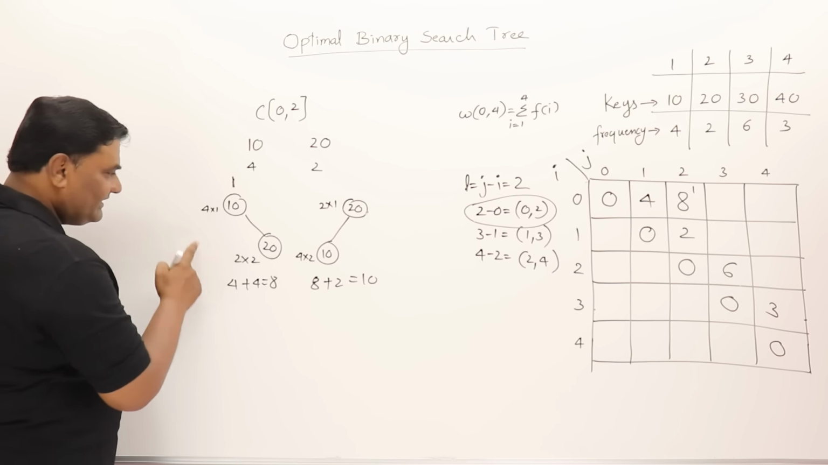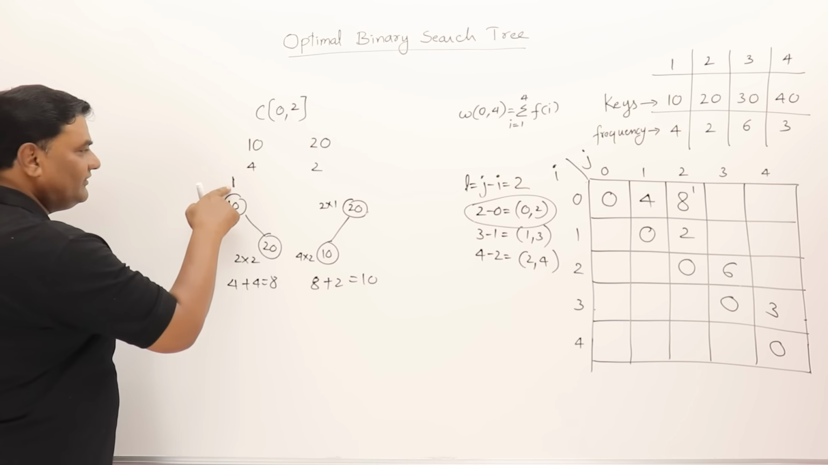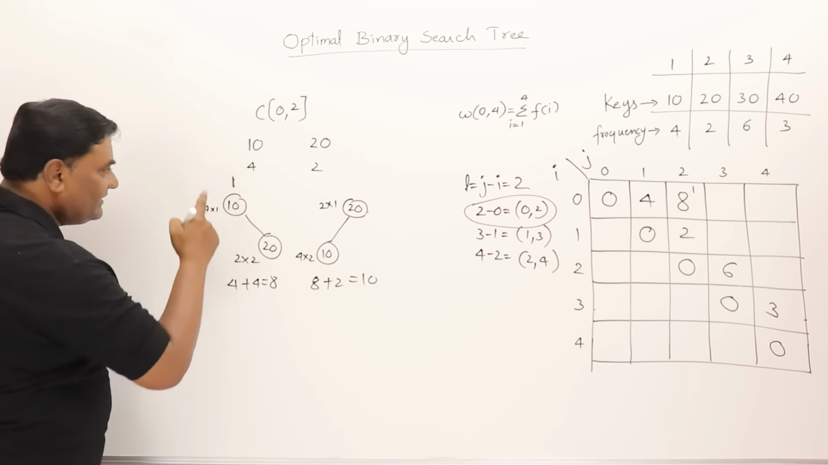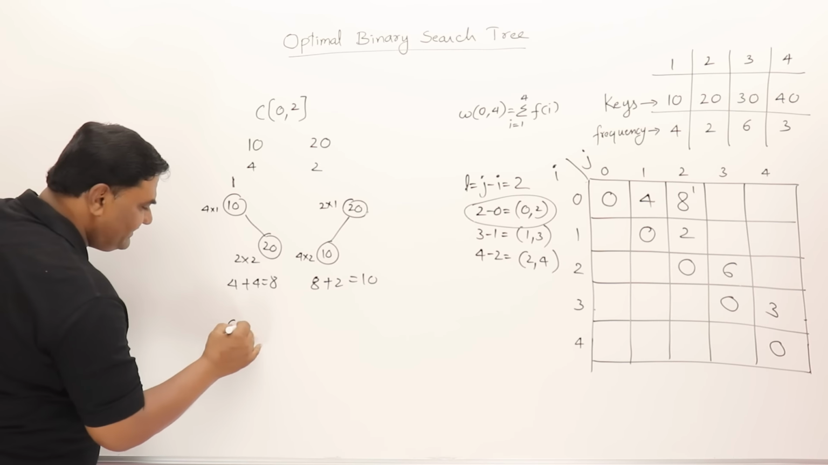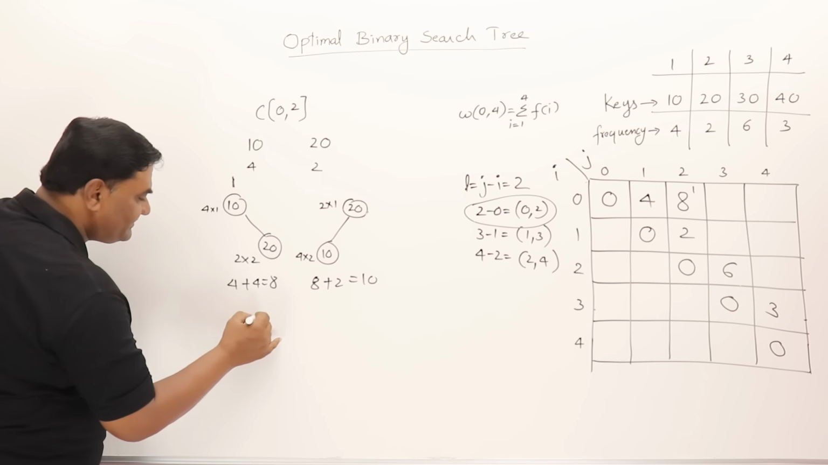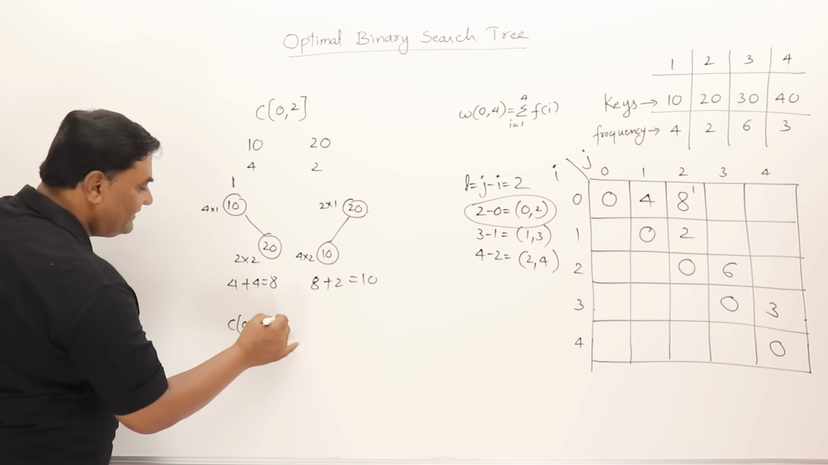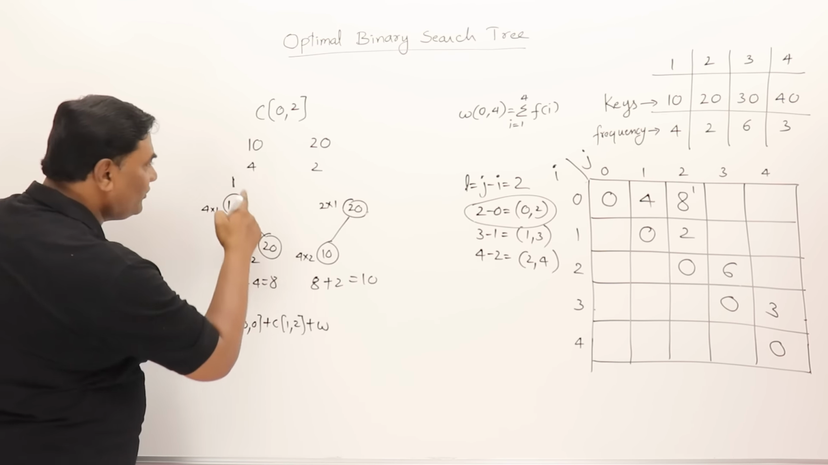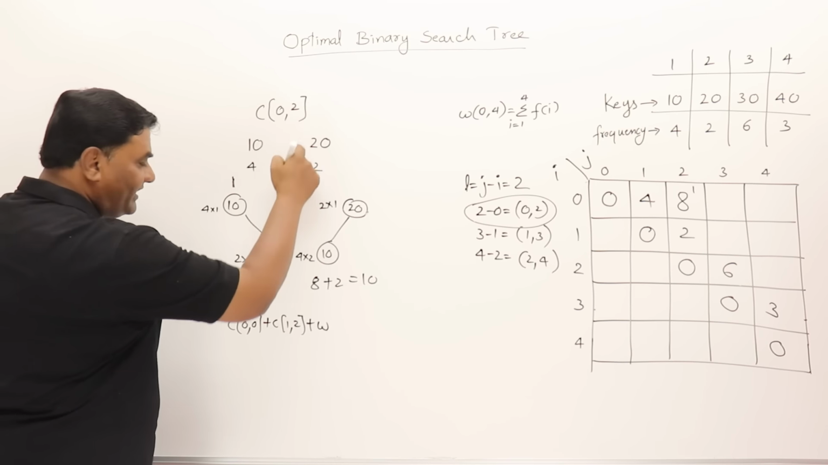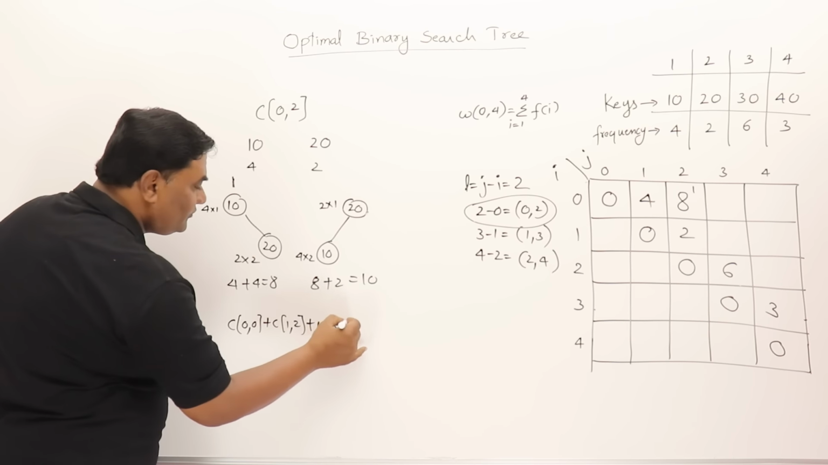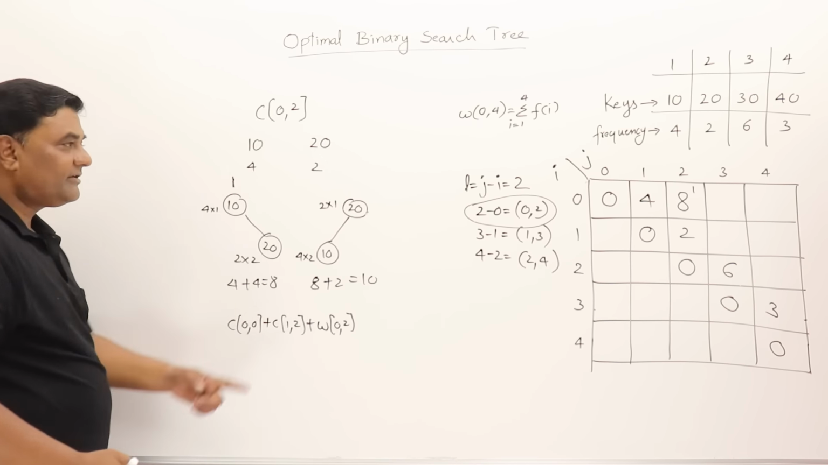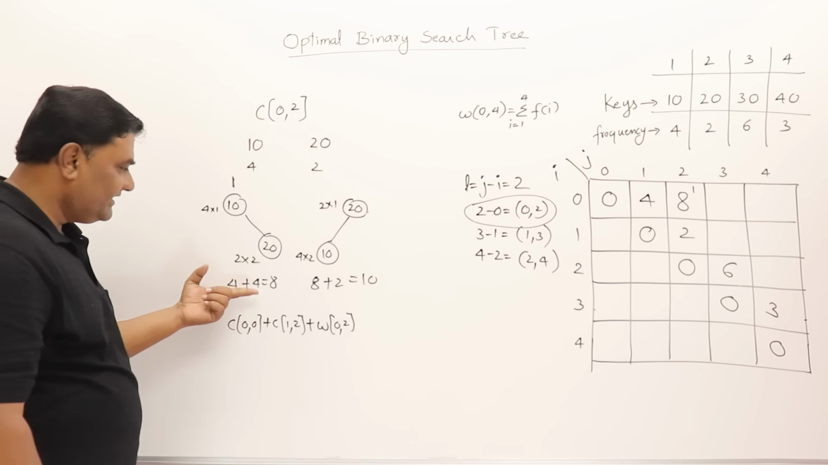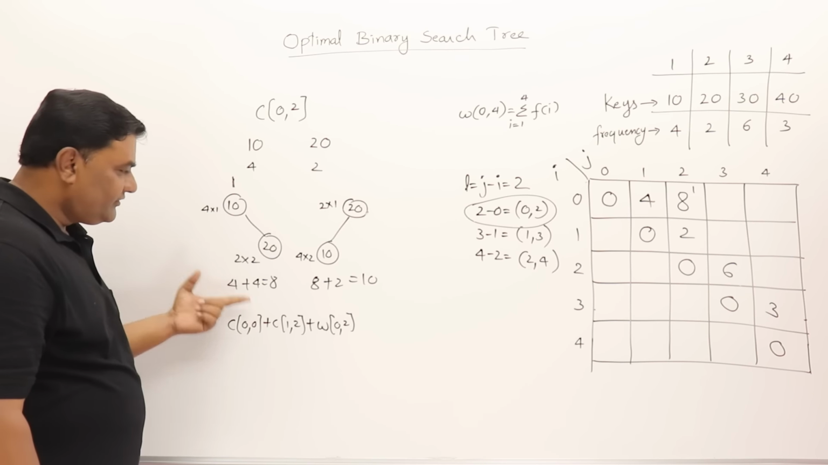See, the cost is 8 I got. Now here I was taking root as 1. So this is C of 0, 0 on the left hand side. Then C of 1, 2 on the right hand side. Plus weight of 0 to 2, right? So this is 0 to 2. Let us check from the table what we got. Will we get this value as 8 or not?